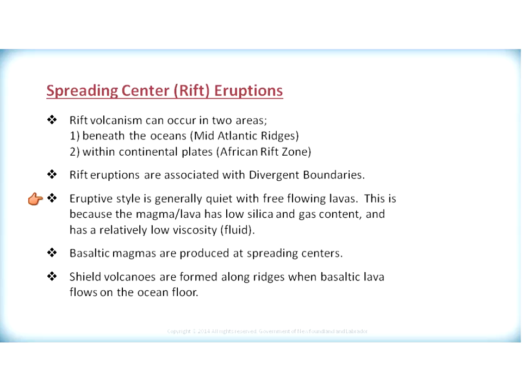The eruptive style is generally quiet, with free-flowing lavas. This is because the magma or lava has a low silica content and also a low gas content. These flows have relatively low viscosity, and the magmas are known to be fluid. Basaltic magmas are produced at spreading centers, and these produce shield volcanoes, which are formed along ridges when basaltic lava flows onto the ocean floor.